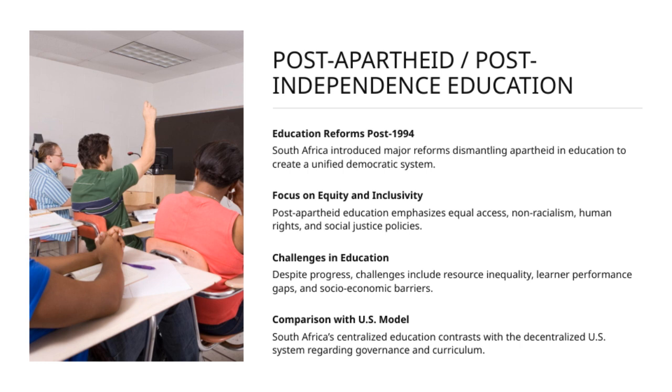When we compare South Africa's system to the U.S., one key difference stands out. South Africa has a more centralized education system, where the government has significant control over governance and curriculum development. In contrast, the U.S. system is more decentralized, with individual states and districts having considerable autonomy. This structural difference influences how policies are implemented and how education reforms are carried out in each country. Overall, these reforms post-1994 represent a crucial effort to create a more just and equitable education landscape, aligning with the broader themes of social justice and nation building in South Africa.